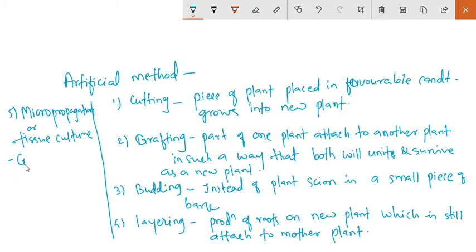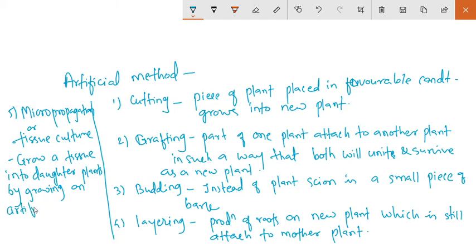Grow a tissue into daughter plants by growing it on artificial nutrient media.